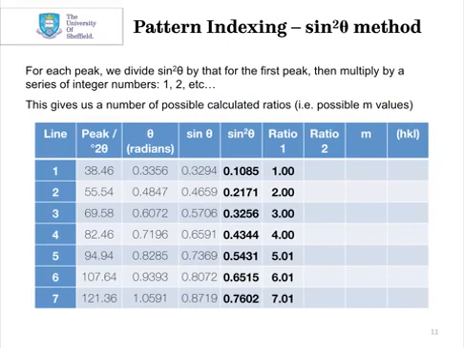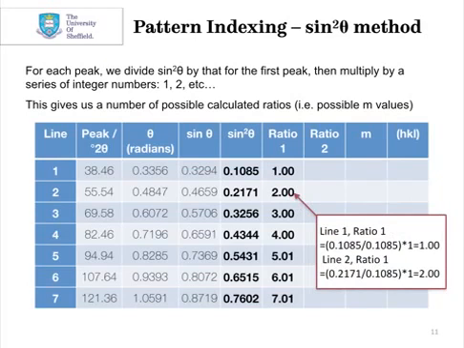We then take the ratio of all the sine squared theta values compared against the first peak. Actually, you can pick any peak, but I tend to always work from peak 1. That means that in the first peak, we're going to take the ratio 0.1085 divided by 0.1085, and we'll multiply that by an integer number, a whole number. So we'll start in ratio 1 by multiplying all the values by 1. So 0.1085 divided by 0.1085 multiplied by 1 gives us 1. 0.2171 for the second peak divided by 0.1085 multiplied by 1 gives us 2, and so on. And so we can fill in the whole column.